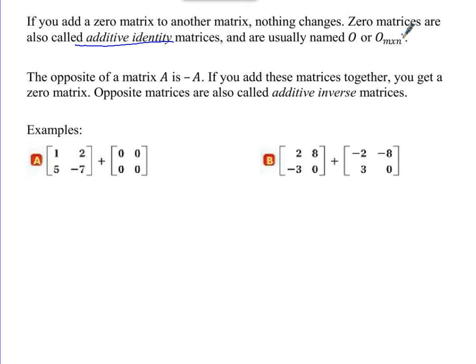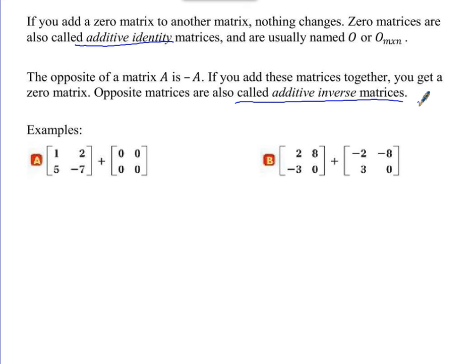The opposite of a matrix A is negative A. Just like the opposite of 3 is negative 3. If you add these matrices together, you get a zero matrix, because 3 plus negative 3 is 0. Opposite matrices are called additive inverse matrices. Anytime you add the additive inverse to something, you get 0. So that's why it's called additive inverse.